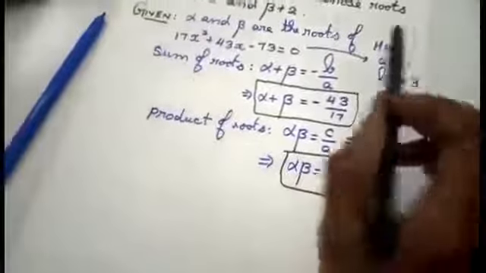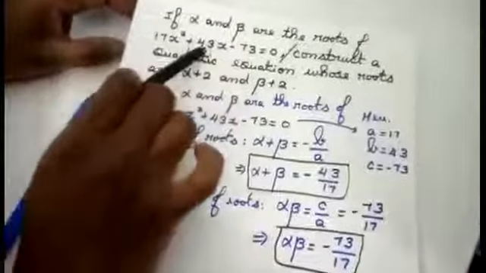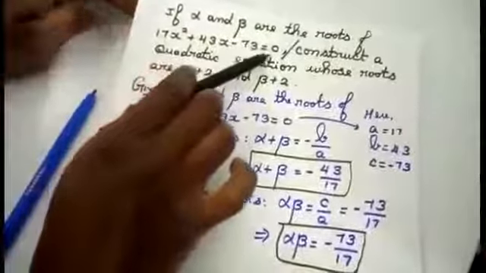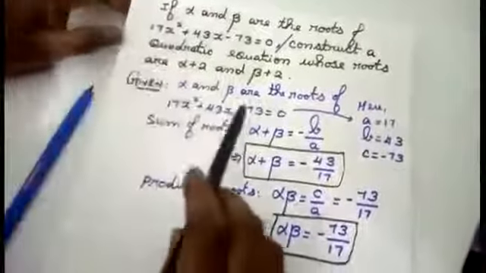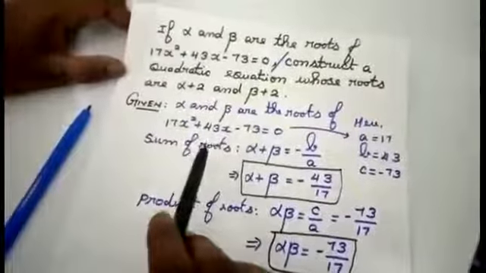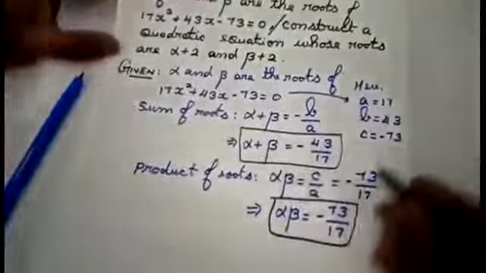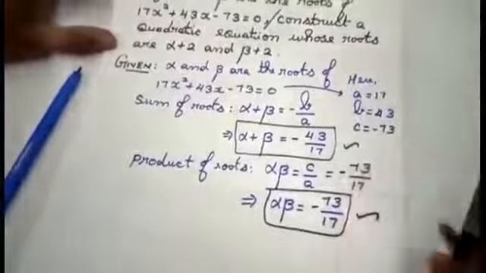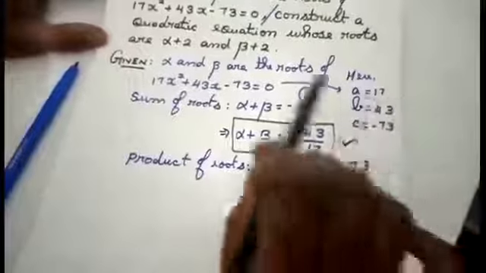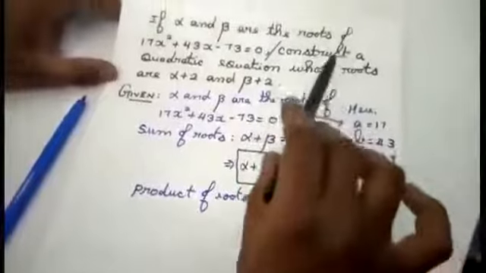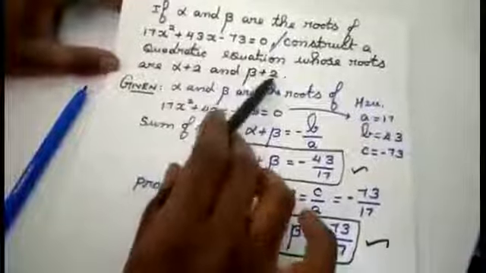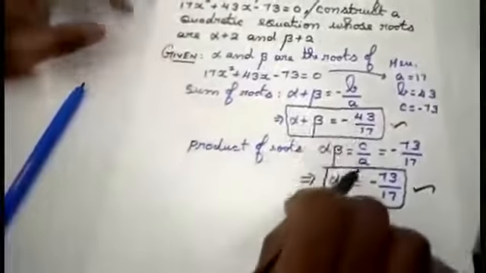So for the first part of the question, if alpha and beta are the roots of 17x square plus 43x minus 73 equal to 0, for this particular statement alone, I have done the calculation. I am calculating the sum of roots and product of roots, alpha plus beta and alpha into beta, and I am getting the values. Using these two values only, I am going to go for the next statement of the question, that is, to construct a quadratic equation whose roots are alpha plus 2 and beta plus 2. And in this place, we are going to apply those values. And now we'll do the next part of the sum.